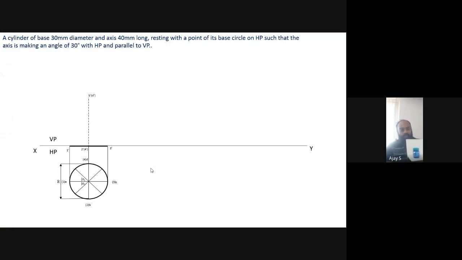I draw the axis and I mark 40 length, and then whatever the base length is, I just draw the same and connect it with the help of generators. This generator is covered. Now, does this look like that?